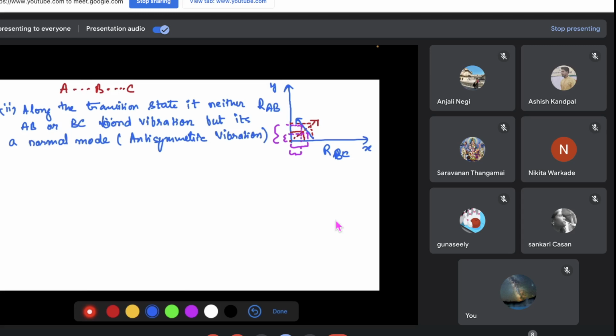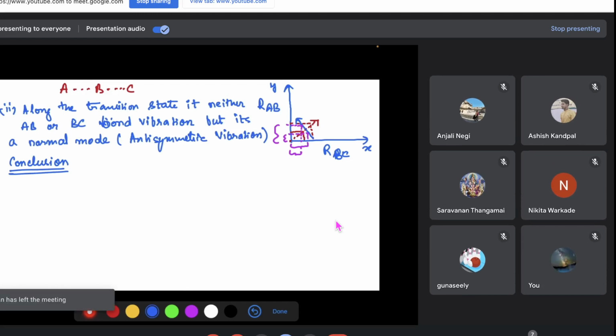So what is the conclusion till now? The conclusion is that my transition state does have a set of vibrations that give rise to the normal modes, so it can have a symmetric stretch or an antisymmetric stretch, but only the antisymmetric vibration will give me the product.